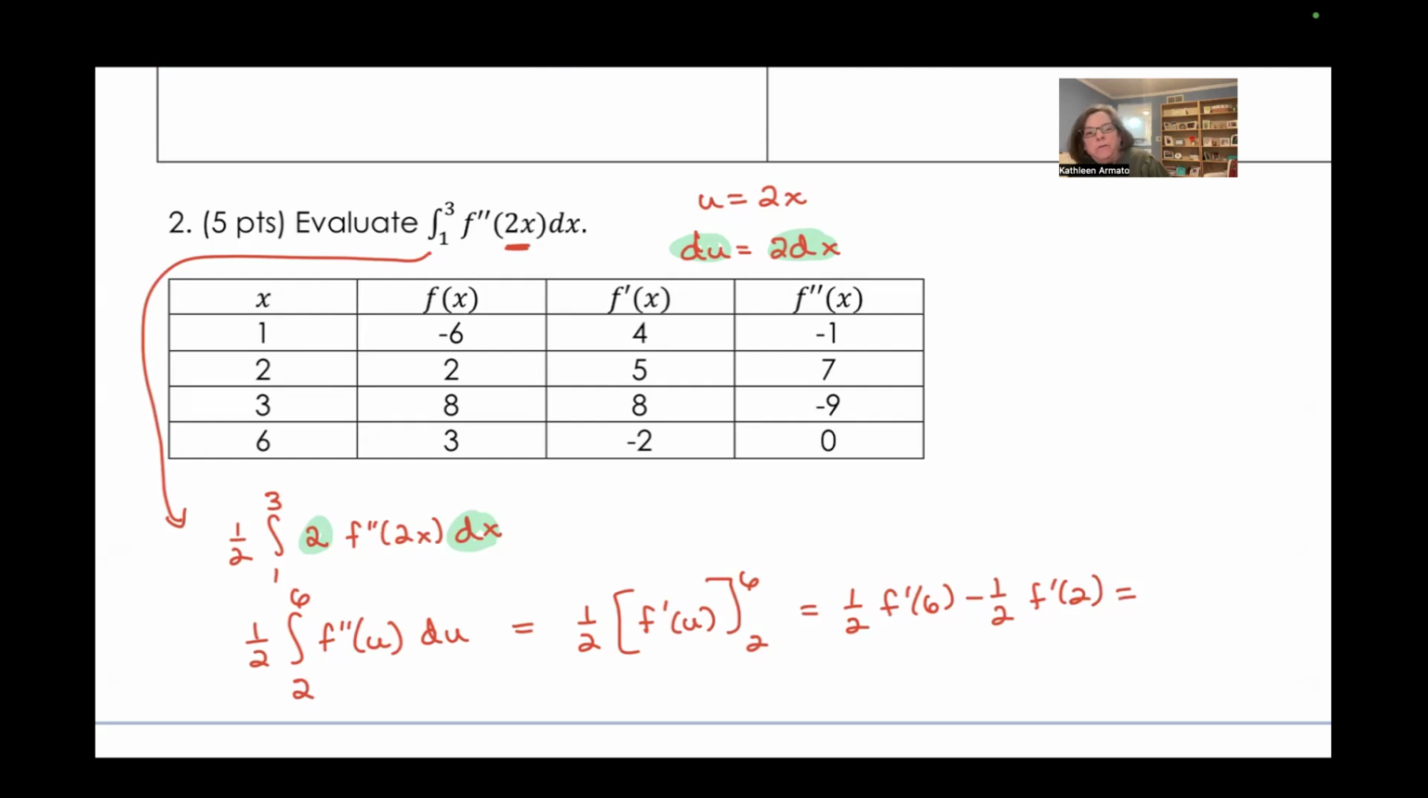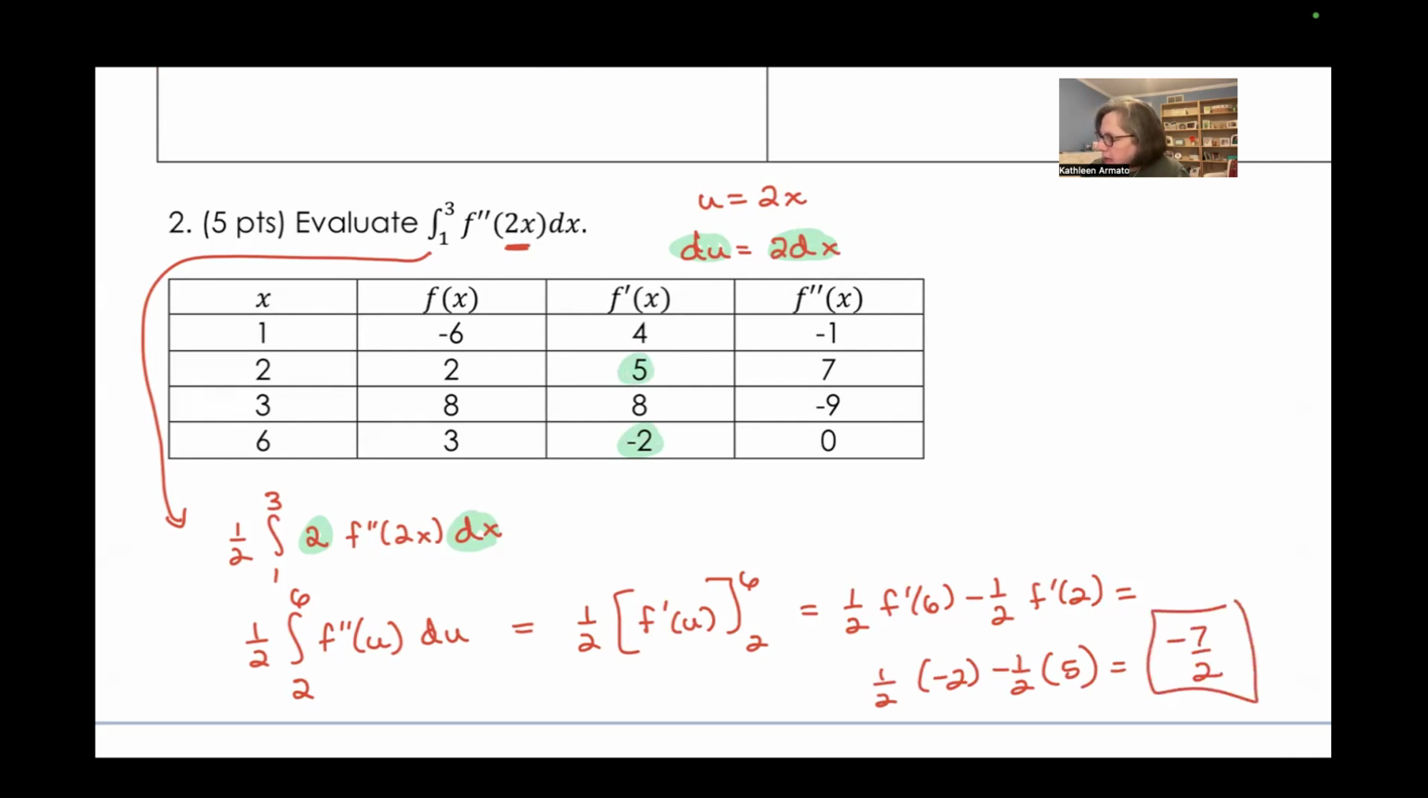And for f prime of 6, this is where we look at the chart. F prime of 6 is here. F prime of 2 is there. So I'm going to be doing 1/2 times -2 minus 1/2 times 5, which is going to be -7/2.